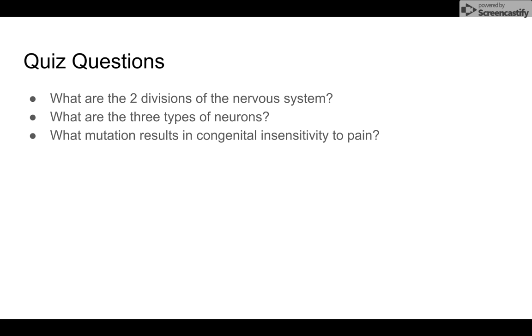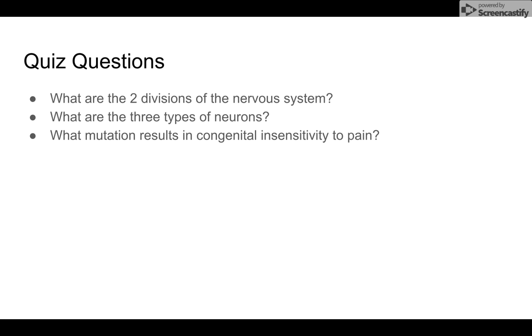Now we'll have a few quiz questions. We'll start out with, what are the two divisions of the nervous system? The second question, what are three types of neurons? And finally, what mutation results in congenital insensitivity to pain? You can pause if you don't want to hear the answers right away.